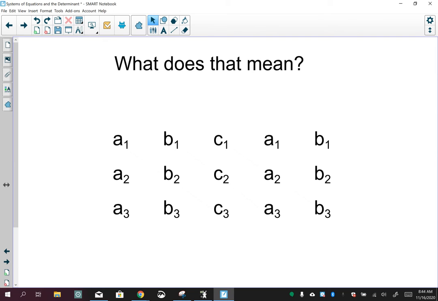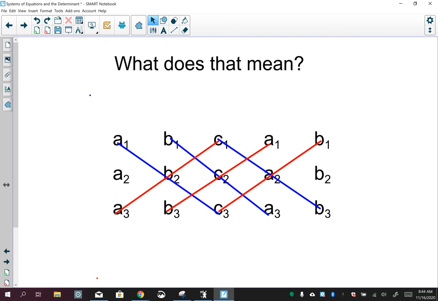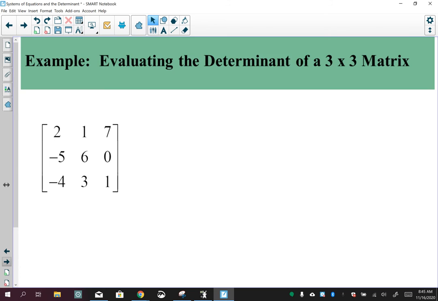Now you're going to start off with all the positive ones. So when you do that, you're literally going to draw lines going in this direction here. And you're going to multiply, write your answer. Multiply, write your answer. Multiply, write your answer. And then you're going to do the same thing, but you're going to go backwards. And when you go backwards, you're going to go there in the red. You're going to multiply, write your answer, multiply, write your answer, multiply, write your answer. Then you're going to combine, and then subtract them. So let me show you what I mean.